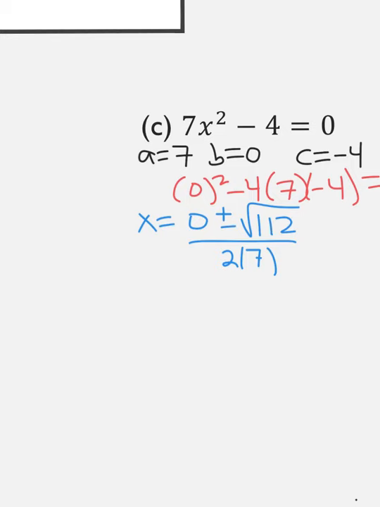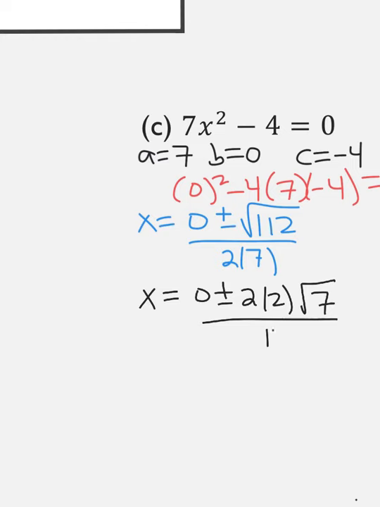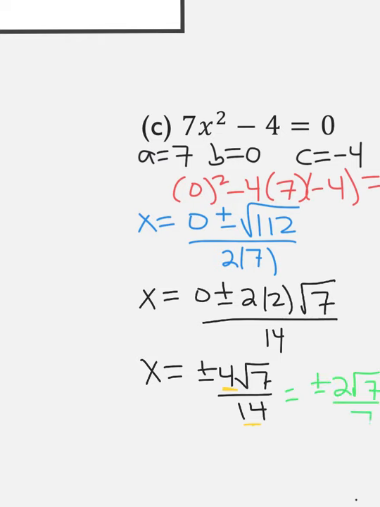X equals 0 plus or minus 2 times 2, and the 7 doesn't have a partner, so he stays in the radical, all over 14, which is the 2 times 7. So x equals plus or minus 4 square root 7 over 14. And notice that you can divide the 4 and the 14 by a factor of 2. So our final answer, plus or minus 2 square root 7 all over 7.